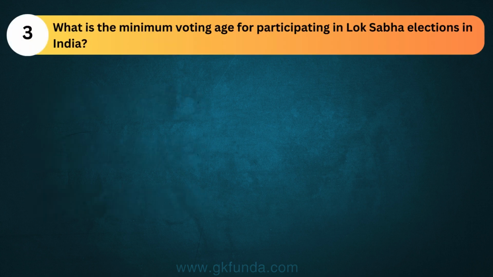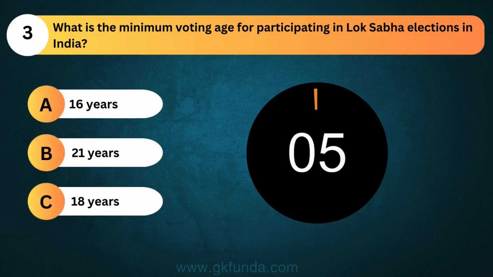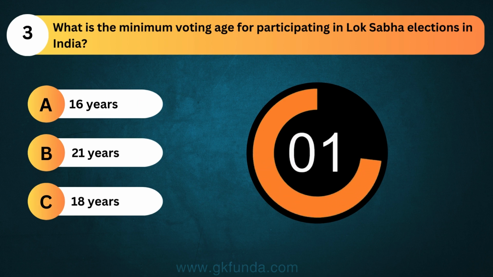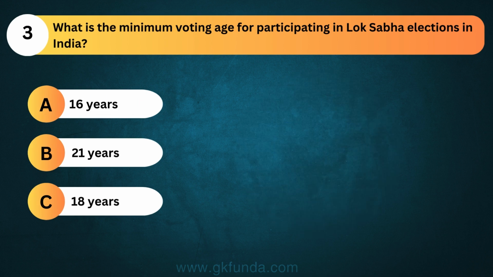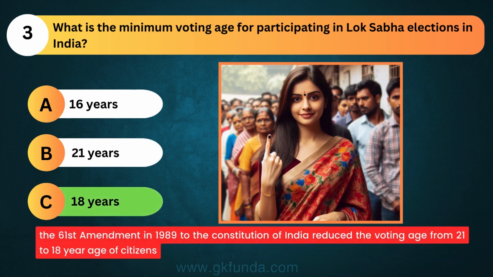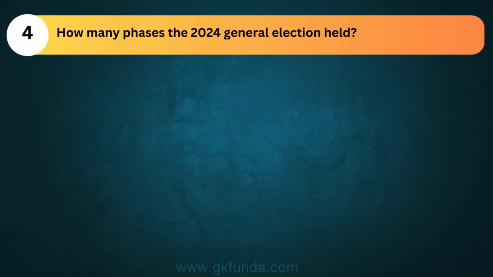What is the minimum voting age for participating in Lok Sabha elections in India? The answer is option C, 18 years. The 61st Amendment in 1989 to the Constitution of India reduced the voting age from 21 to 18 years of age of citizens. How many phases was the 2024 general election held in?